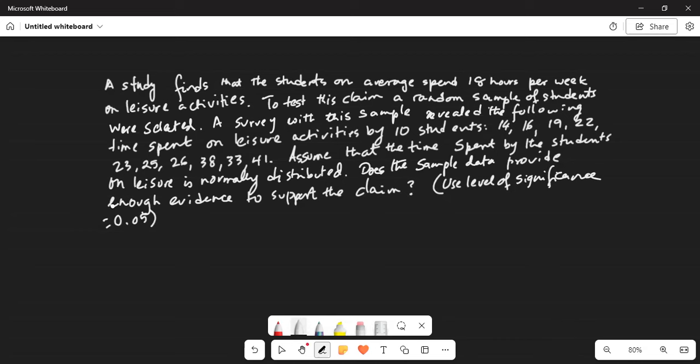So let's write the claim. The claim is the null hypothesis: mu equal to 18 hours. That's your claim, and that's the null hypothesis. Status quo.